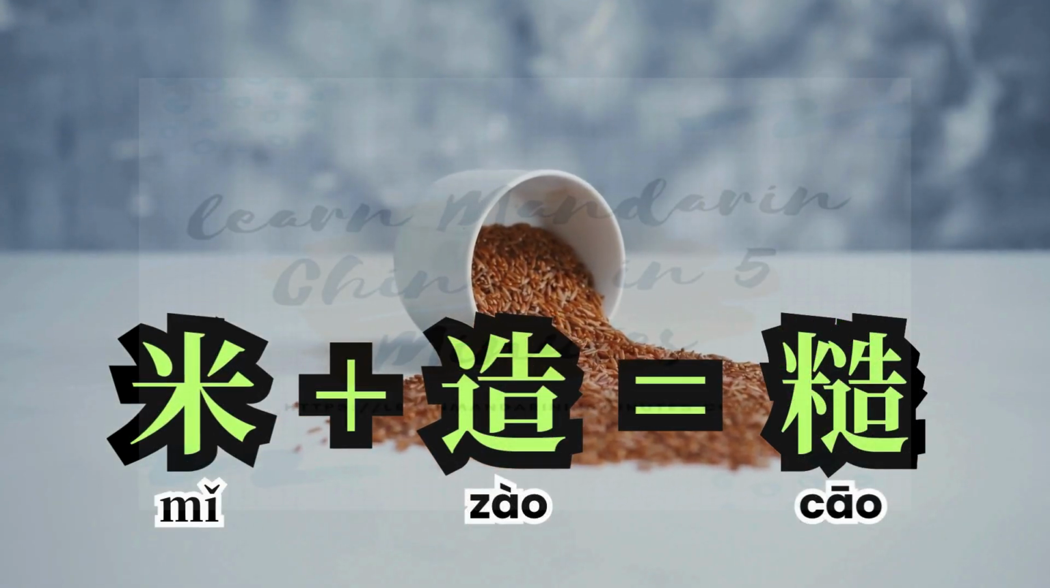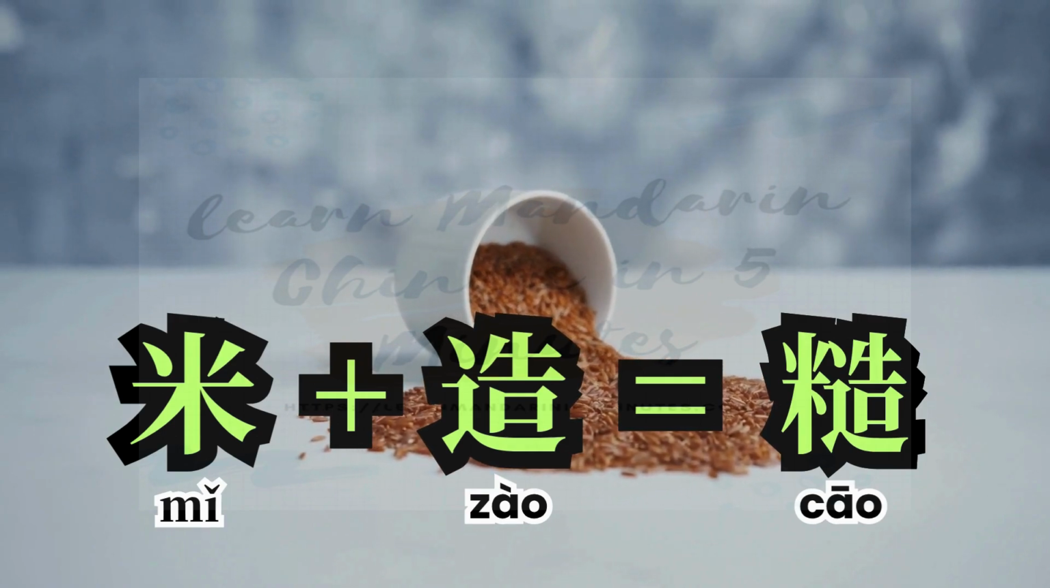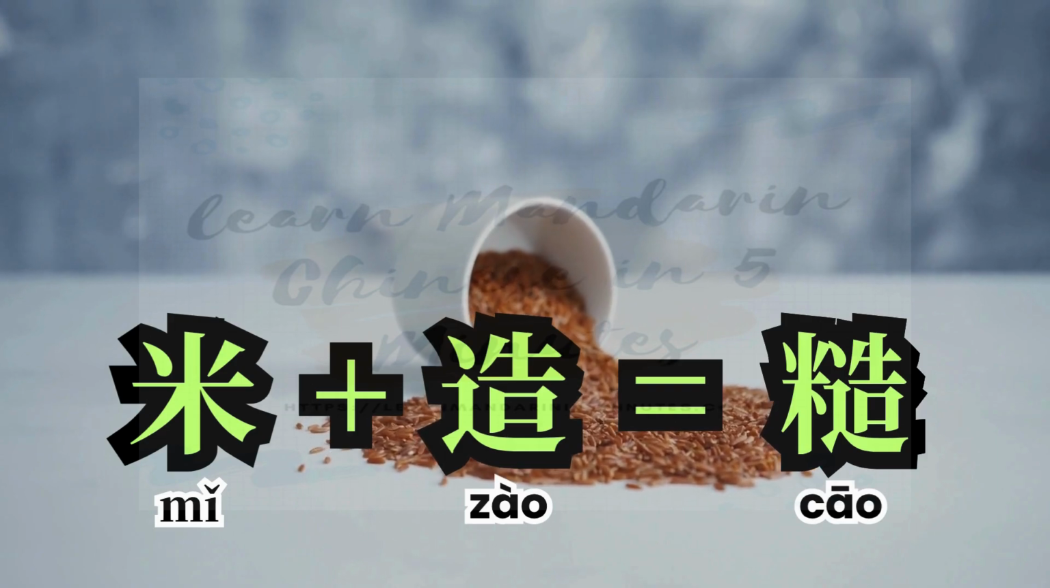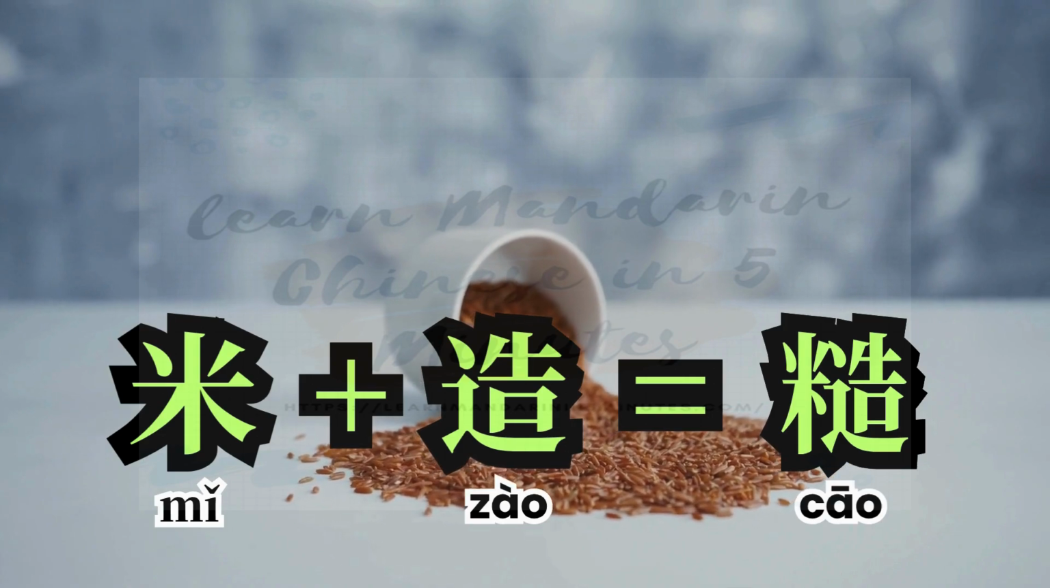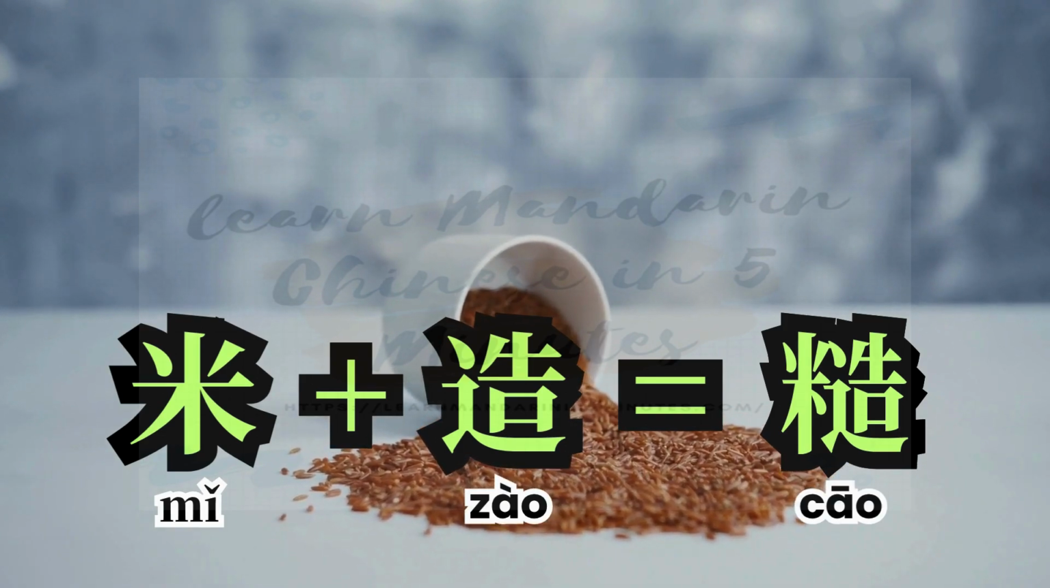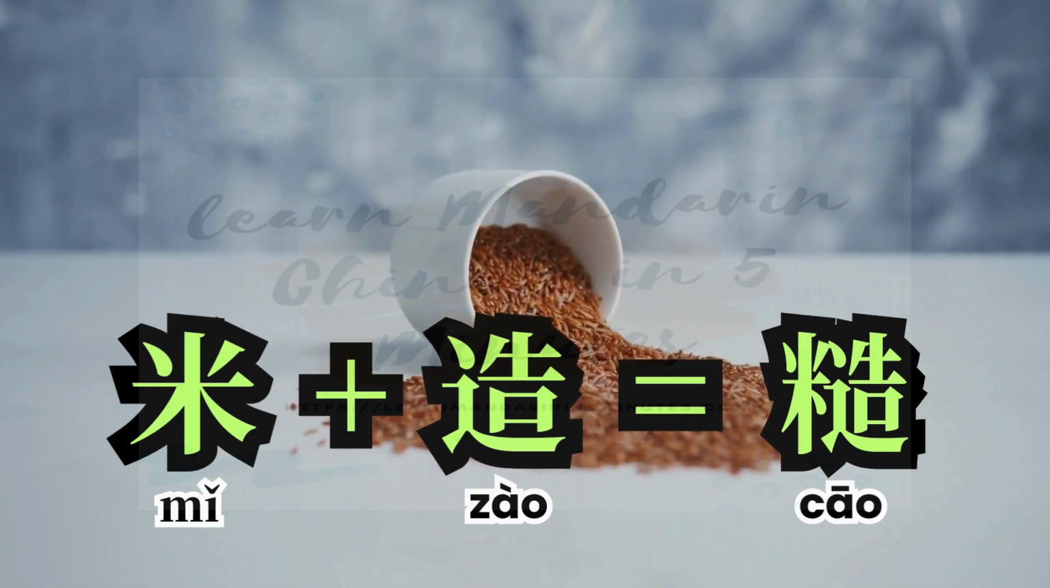The next word is 糙, which is a combination of the radical 米 plus 造. 糙 means coarse or rough, usually in texture or quality. So brown rice is 糙米.